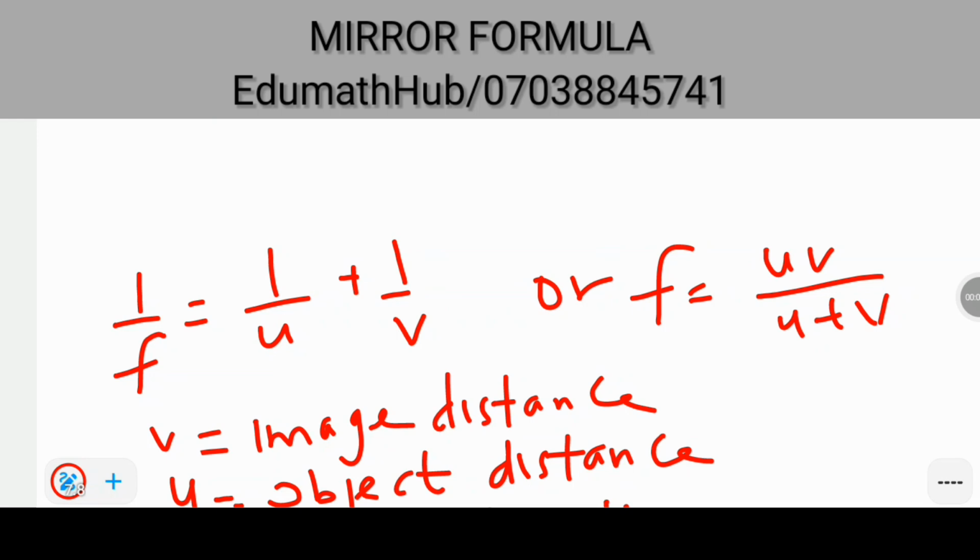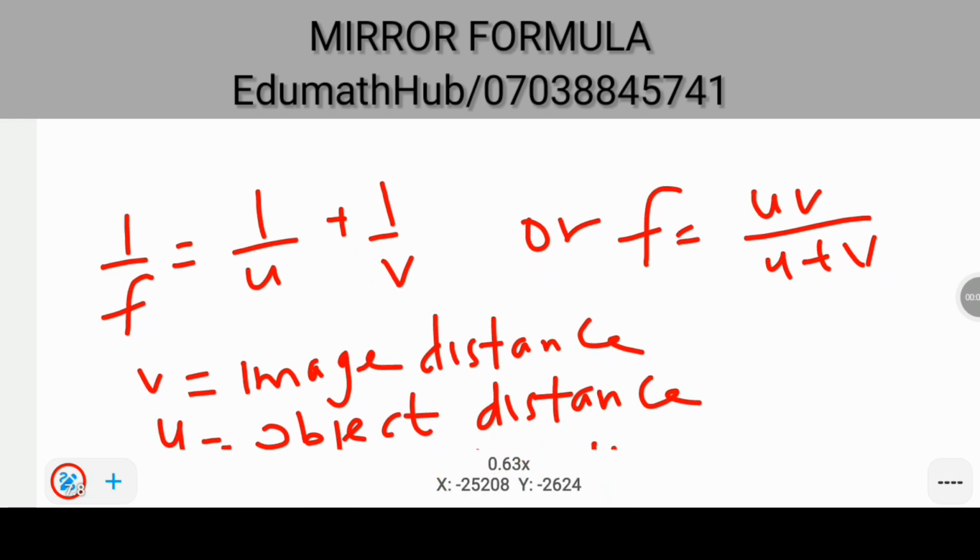In this video, I'm going to be teaching you how to apply the mirror formula. Okay, this is optics, light in physics. So the first thing to note is that the mirror formula is given by 1 over F is equal to 1 over U plus 1 over V.